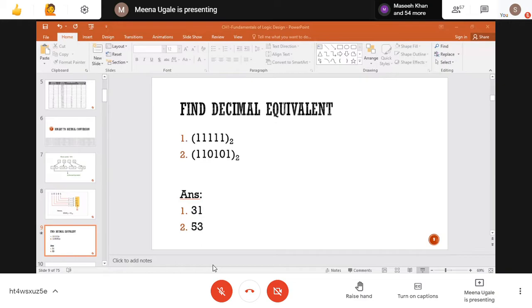Now considering that you understood the earlier 2 examples, note down these 2 and tell me the answer. Find the decimal equivalent for the first example, 11111, 5 times. Try to find out the answer for this. Multiply it with 2 raised to 0, 2 raised to 1. Add it up and then tell me the answer. Similarly, for the second number, 110101. You try it your side and tell me the answers, then we will verify.